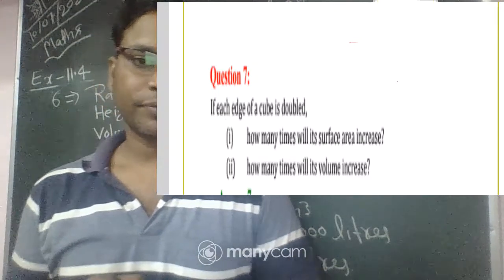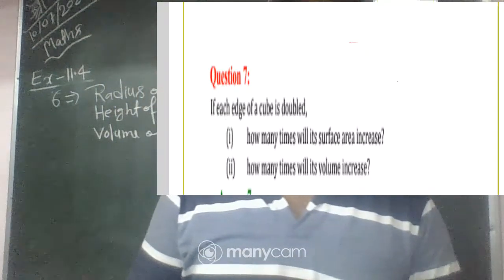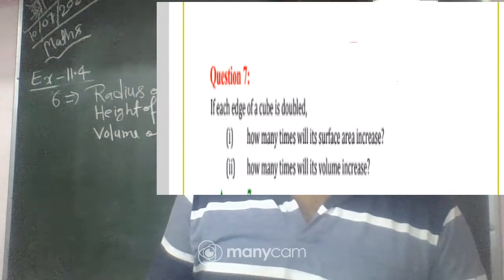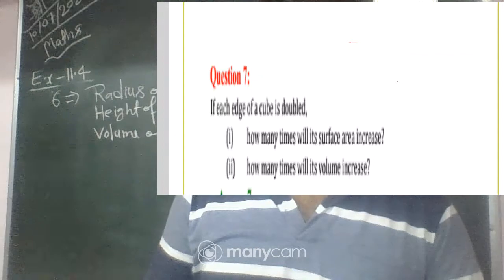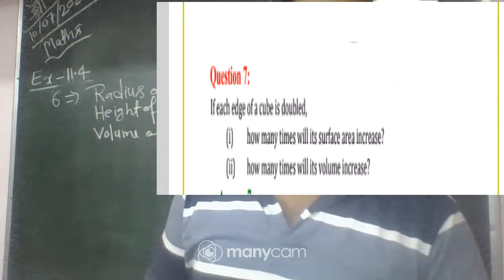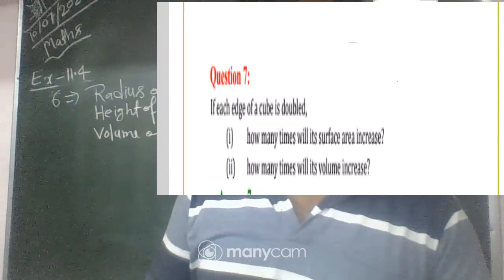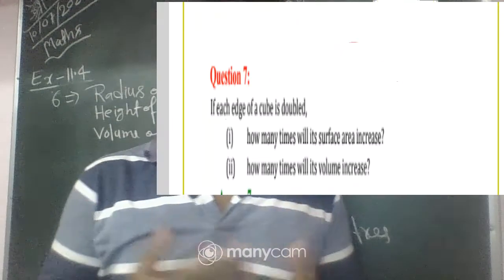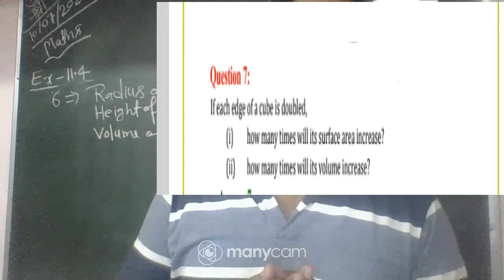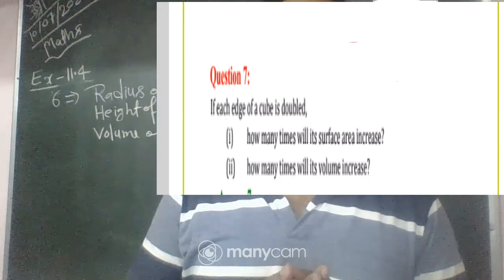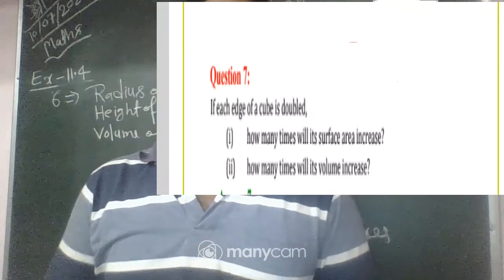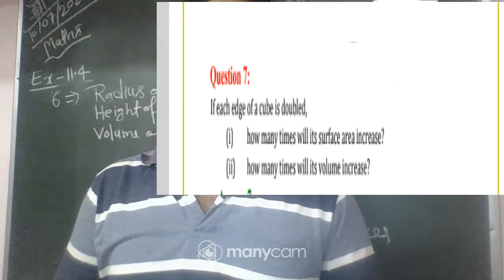So students, surface area means total surface area of the cube. What is the surface area of a cube? This is equal to 6 into side square. And what is the volume of a cube? Side into side into side. Here we just double the side of the cube, and we check how many times its surface area and its volume increase. Let's see how to find it.